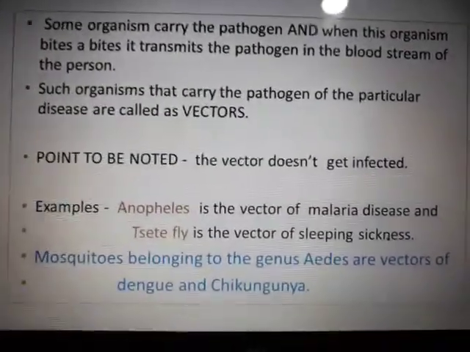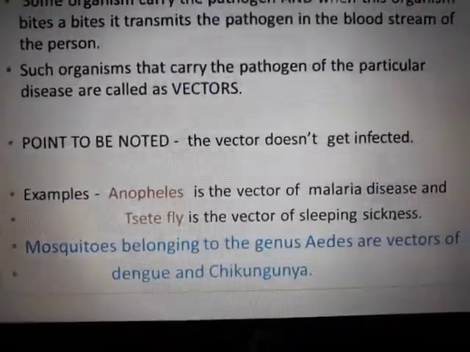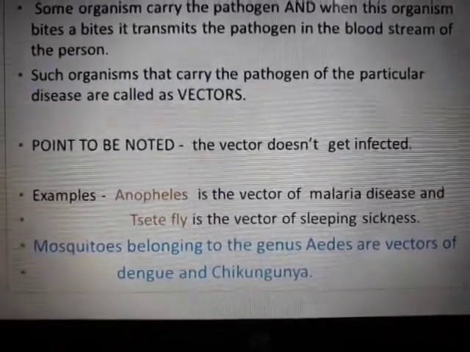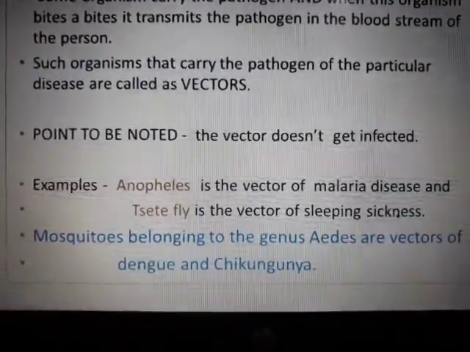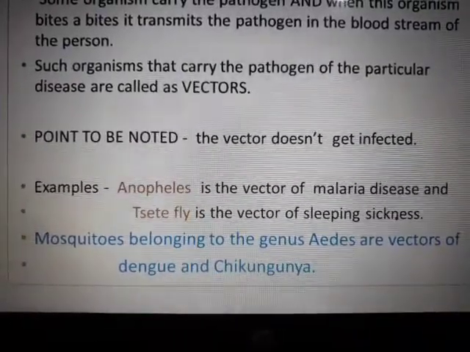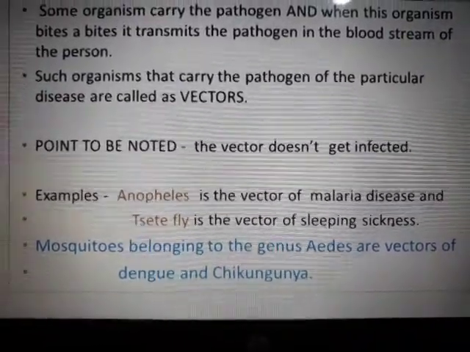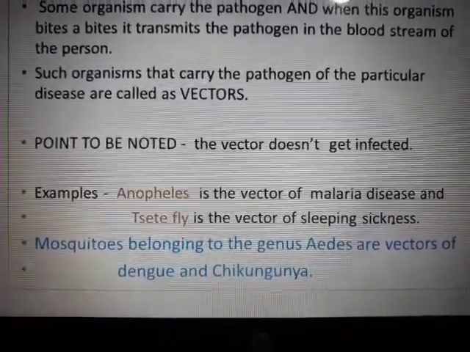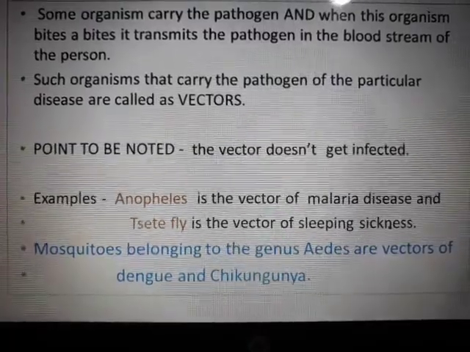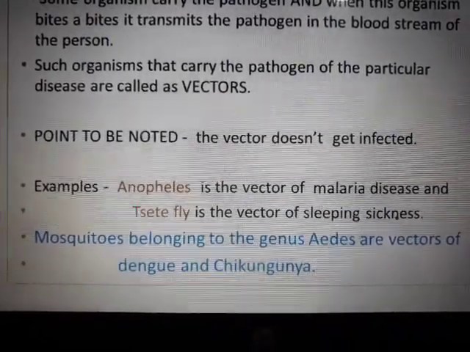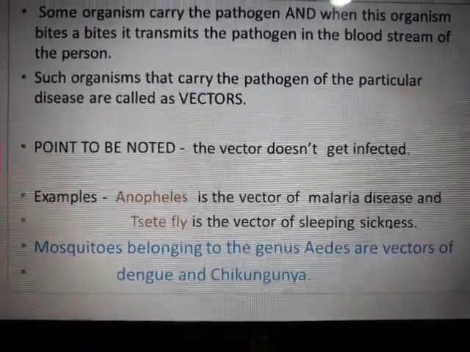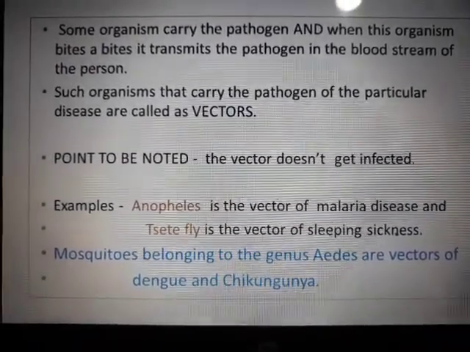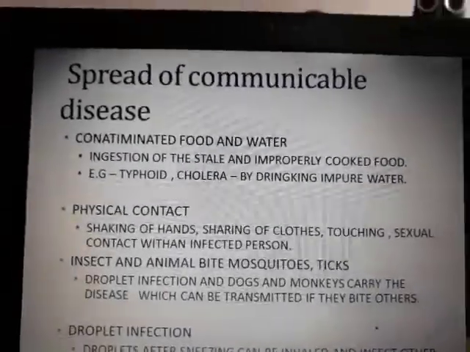Fine. Examples: Anopheles is a vector of malaria. Tsetse fly is the vector of sleeping sickness. And also this is very famous: Aedes mosquitoes are the vectors of dengue and chikungunya. So there are three vectors we are studying here. This time in your syllabus there is some addition: Anopheles, vector for malaria, tsetse fly for sleeping sickness, Aedes for chikungunya and dengue.